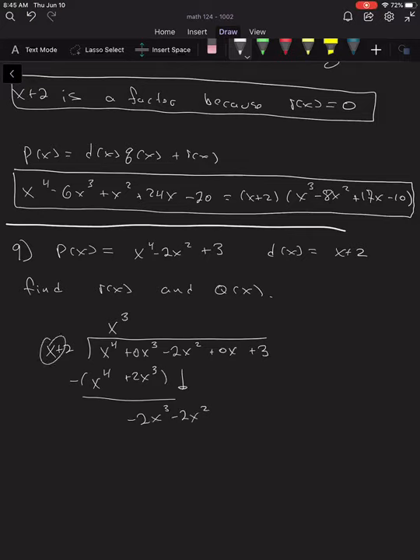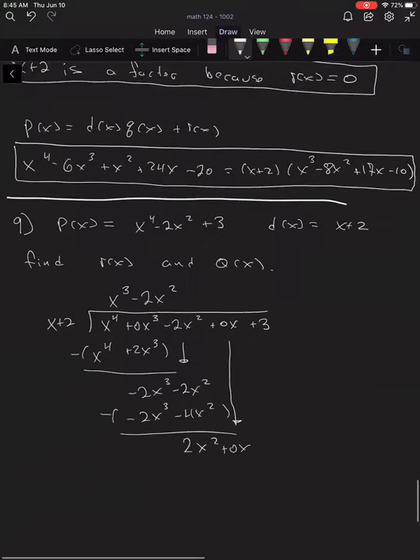So what do we have to multiply by x to turn into minus 2x cubed? And that's going to be minus 2x squared. So minus 2x squared times x is minus 2x cubed. And minus 2x squared times 2 is minus 4x squared. Subtract. And now we get 2x squared. Bring down that 0. So x times what is 2x squared? That's just going to be 2x.